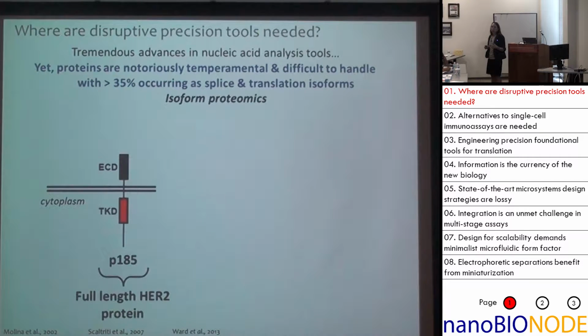Who here has heard of HER2-positive breast cancer? Could you raise your hand?